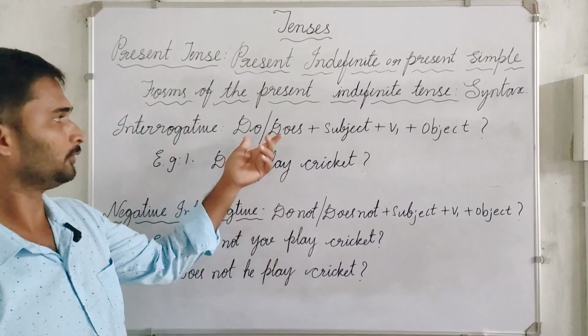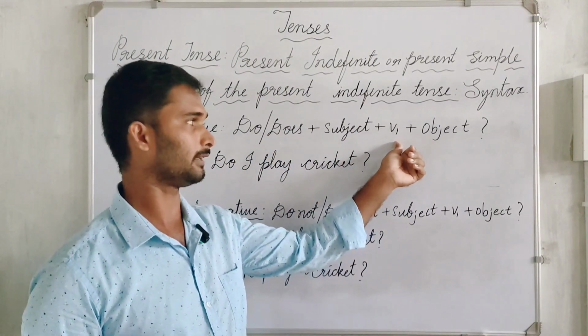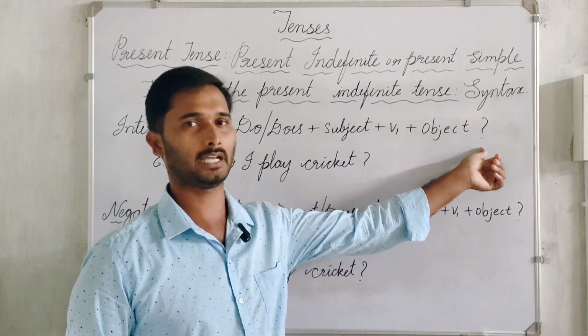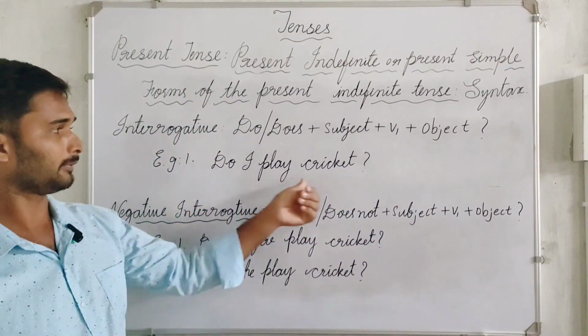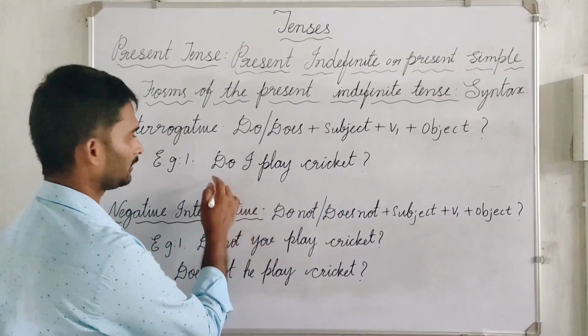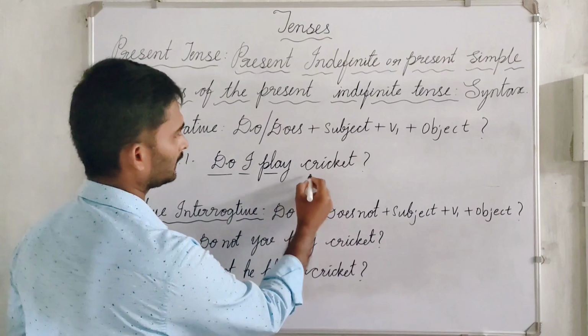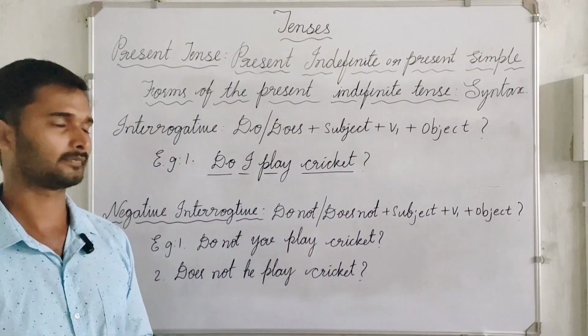Interrogative form. Do or does plus subject plus first form of the verb, we also call it V1, plus object, and at the end we add one question mark. One example here. Do I play cricket? Do is the helping verb, I is the subject, play is the first form of the verb, cricket is an object. At the end of that, a question mark.